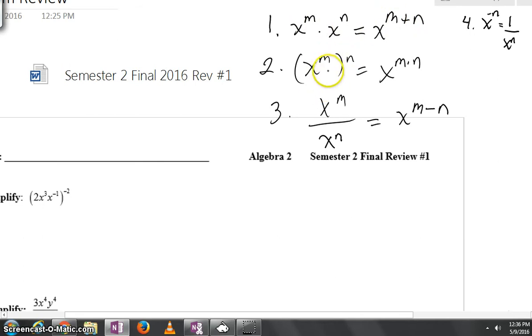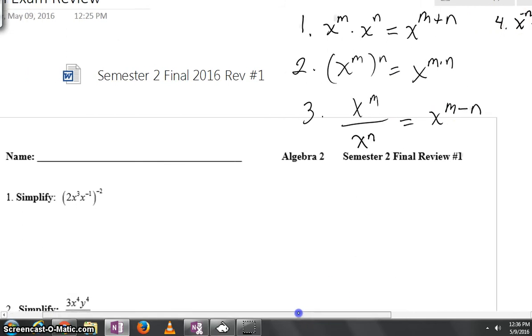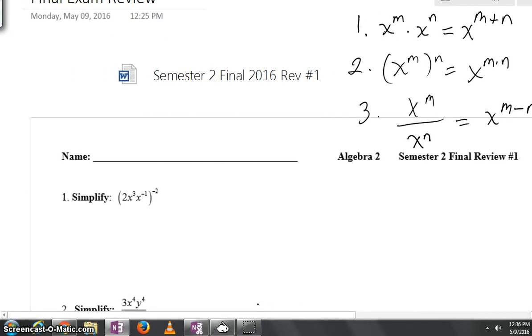A power to a power, x to the m raised to the n, that's x to the m times n. For number 3, x to the m divided by x to the n, that's when you subtract. And if you have a negative exponent, property number 4, you can see that's where we take a reciprocal.